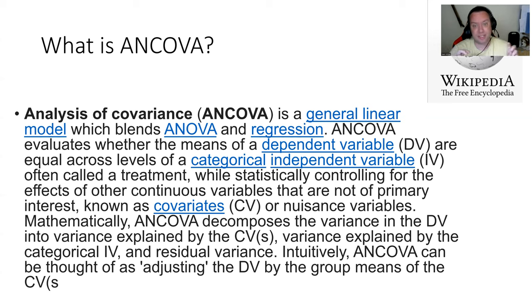Now, mathematically, ANCOVA decomposes the variance in the dependent variable, energy expenditure, into variance explained by the covariates, such as body weight, variance explained by the categorical independent variables, wild type, knockout, and residual variance, i.e. what is not explained by body weight and genotype. So intuitively, ANCOVA can be thought of as adjusting the dependent variable, so adjusting the energy expenditure by the group means of the covariates. So for example, what would the energy expenditure of my wild types and my knockout mice be if every mouse weighed 30 grams? And then can we compare those and see if they all weighed 30 grams, would it be higher or lower? So that's what we're doing with an ANCOVA.